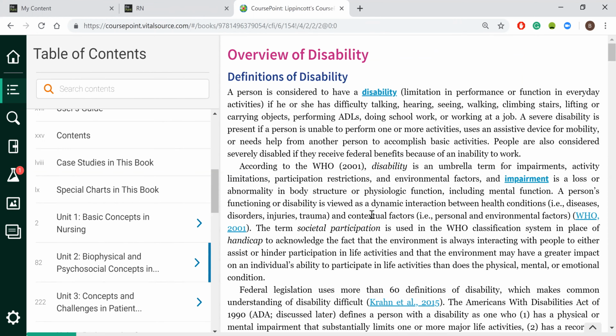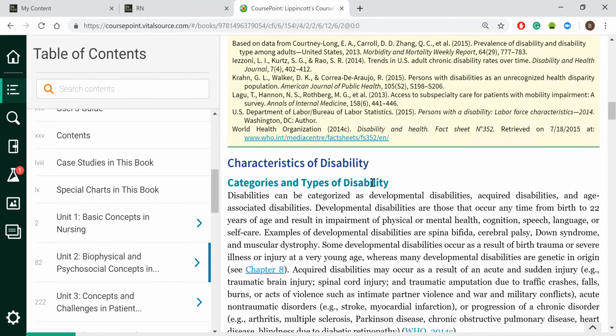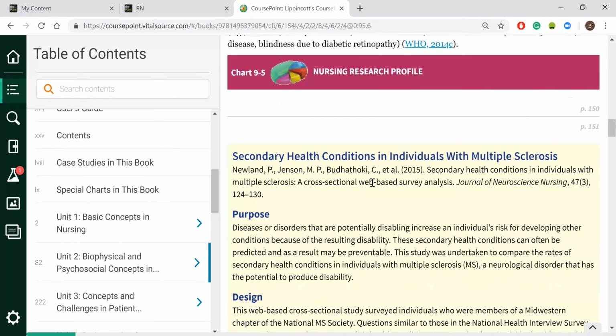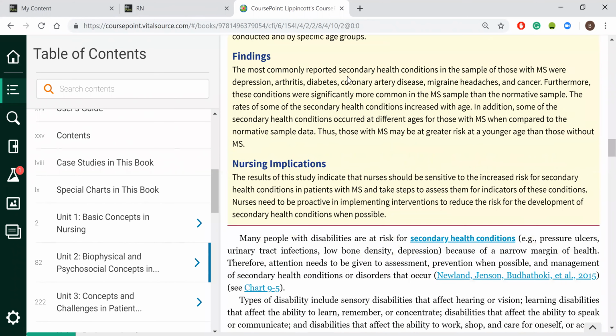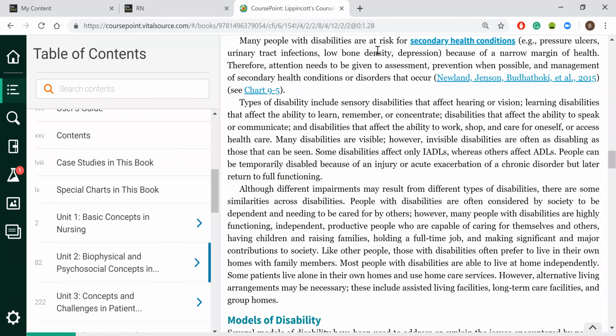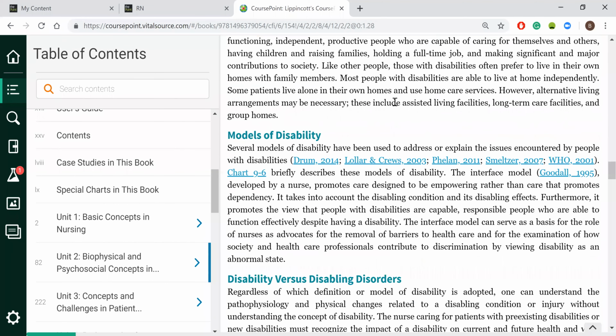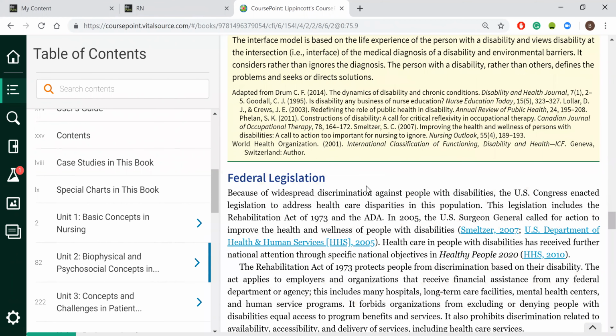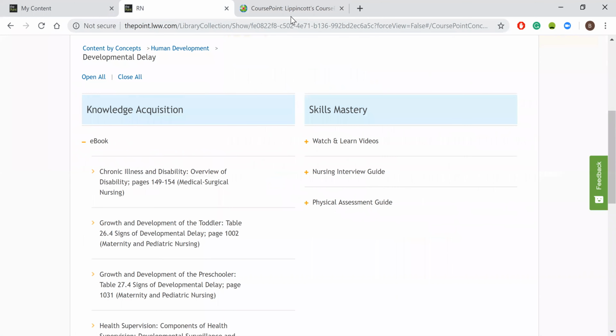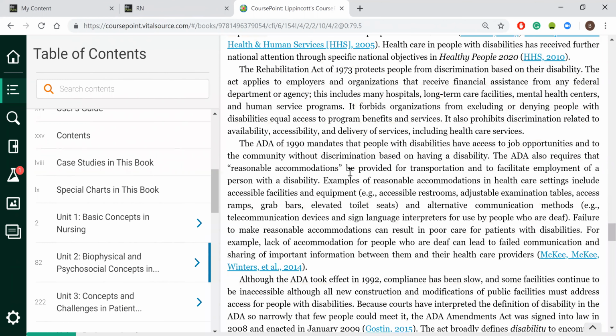Here's your overview of disability. So you continue, and what the impairment is, prevalence. They give you a little summary, characteristics of disabilities. Here's a chart. And they're talking about multiple sclerosis, secondary health conditions like ulcers and UTIs and bone density based on their disability. So this is what you should be reading all the way to page what? 154. And then you stop. Don't keep going past 154.